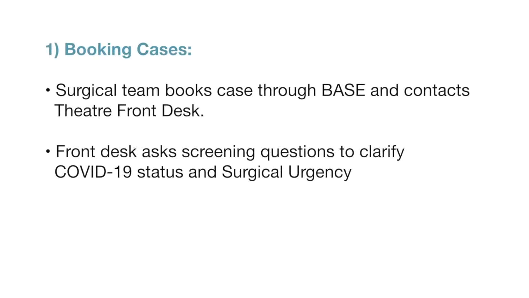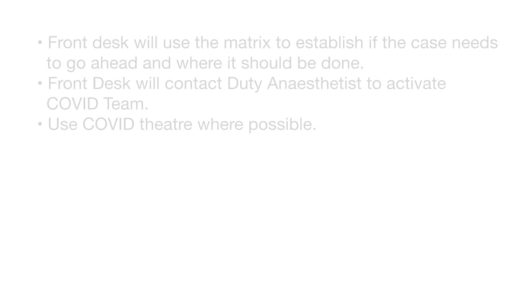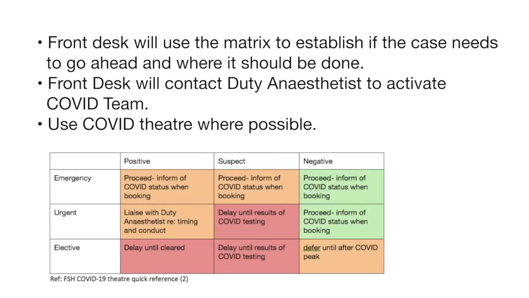Booking cases, Step 1. The surgical team books the case through the base system and contacts theatre front desk. Screening questions are asked by the front desk of the booking team, and the case proceeds depending on the urgency matrix as shown below. Front desk will contact the duty anaesthetist to activate the COVID team, and the COVID theatre is utilised where possible.